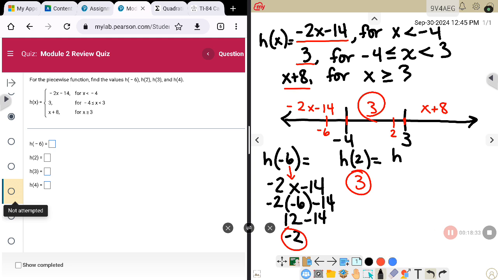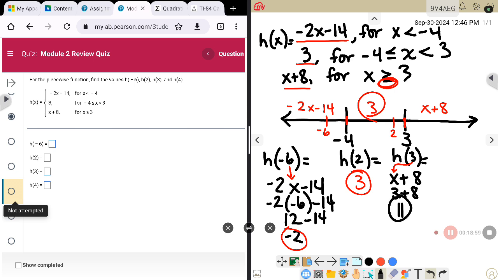And then h of 3, you'll notice that 3 is one of the numbers that's breaking up the number line. So you're looking for where x equals 3. So that's in that last piece of x plus 8. Replace your x with the 3. So you have 3 plus 8, which gives you 11.